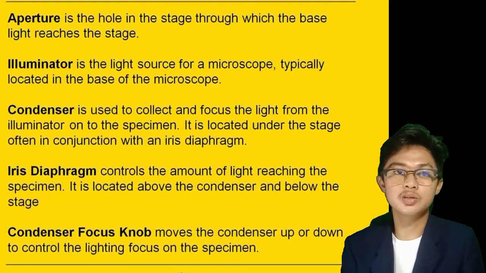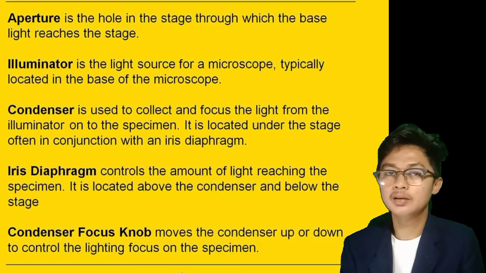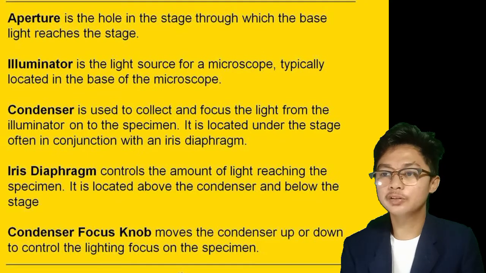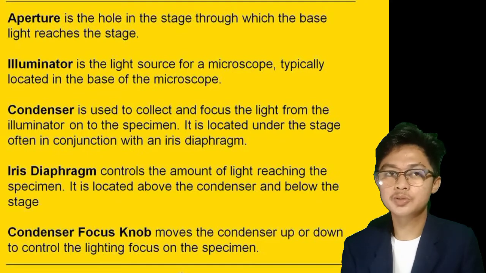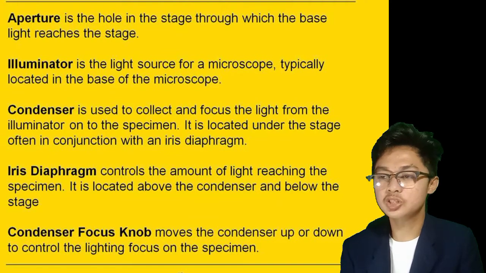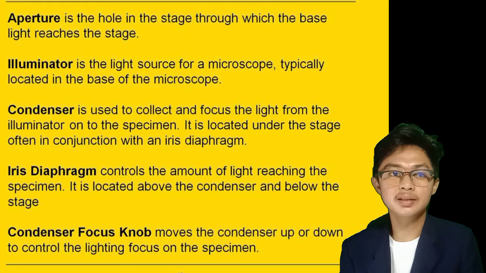Illuminator is the light source for a microscope, typically located in the base of the microscope. Most light microscopes use low voltage halogen bulbs with continuous variable lighting control located within the base. The condenser is used to collect and focus the light from the illuminator onto the specimen. It is located under the stage, often in conjunction with an iris diaphragm.